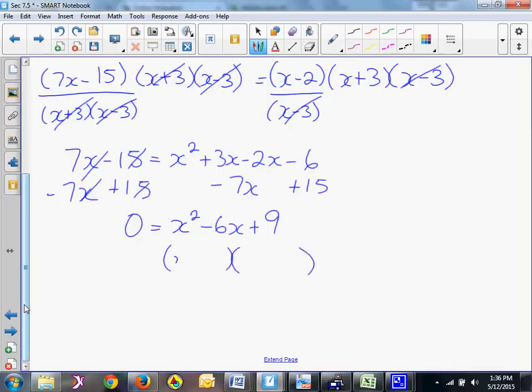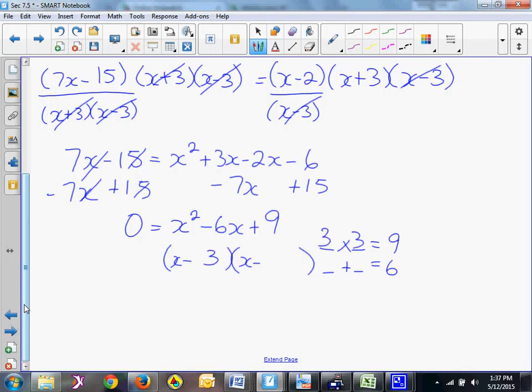So my first one is x minus. What times a minus makes a plus? Another minus. I need two numbers that multiply to 9. Those same two numbers add to 6. You might want to pause here because I'm going to spoil the surprise of what those two numbers are. They are 3 and 3.